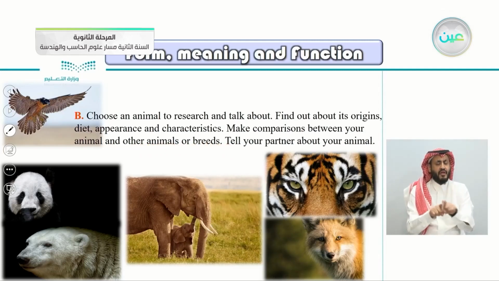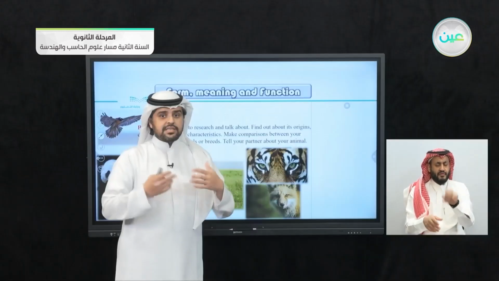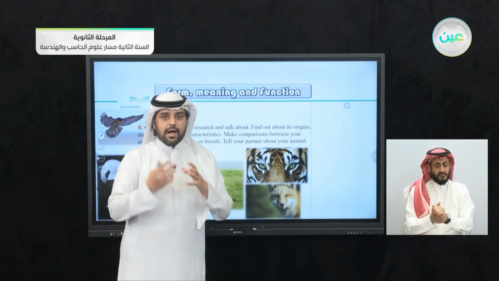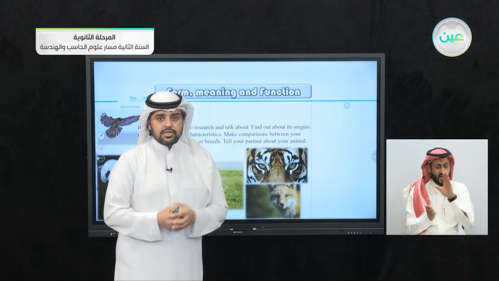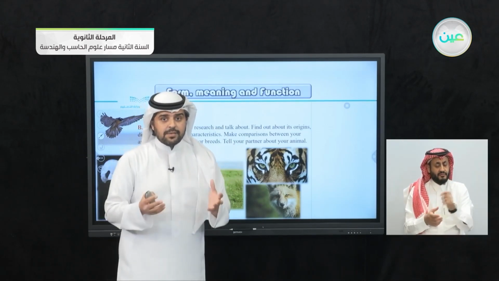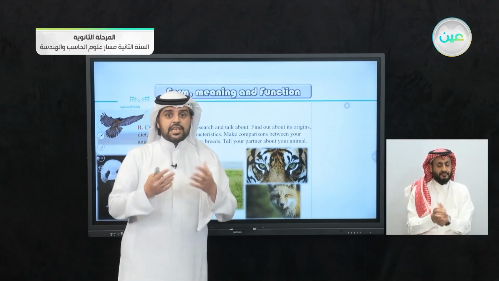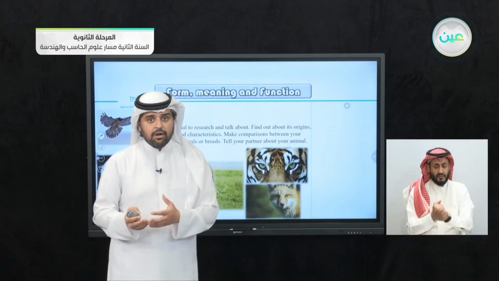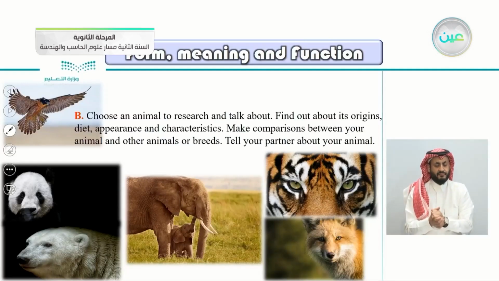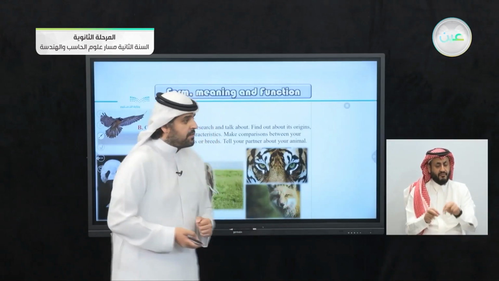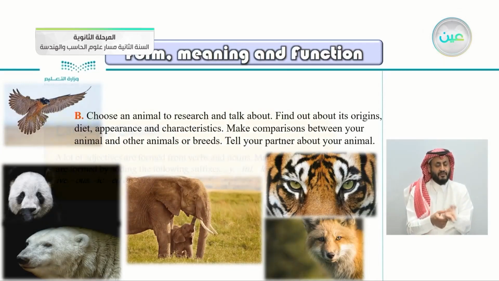So you can choose any animal and write research about it. Their diet, their appearance, the way they look. Do they have a mouth or a jaw or anything? So pick an animal, write a research about it. The appearance, their diet, how do they eat? Their nature, are they violent or not? And also the characteristics. Make comparison. So when you finish, compare what you wrote and what your colleague or your friend wrote. Tell your partner about your animal.